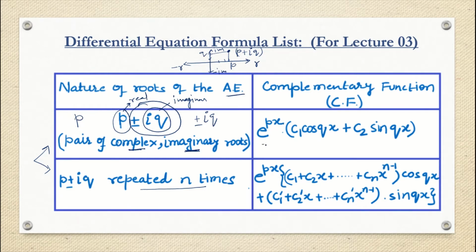The real part in the complementary function is e to the power px, the same way as we had seen in finding real roots. And the imaginary part, which is q, is c1 cos qx plus c2 sin qx, present here. So this is the complete way. Now if the complex root is repeated a number of times, how do we write down the complementary function? It will be in this fashion. Again the concept is the same as how we found real roots when the roots were equal.